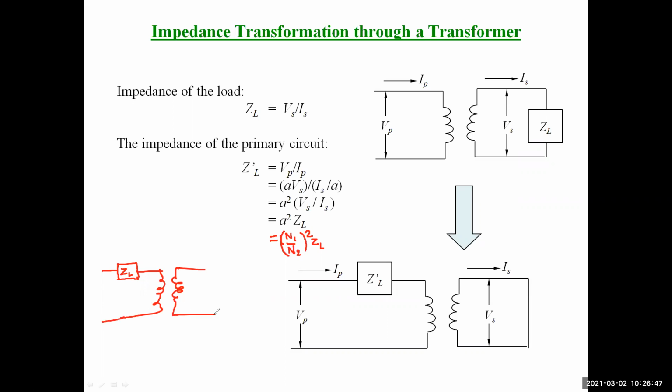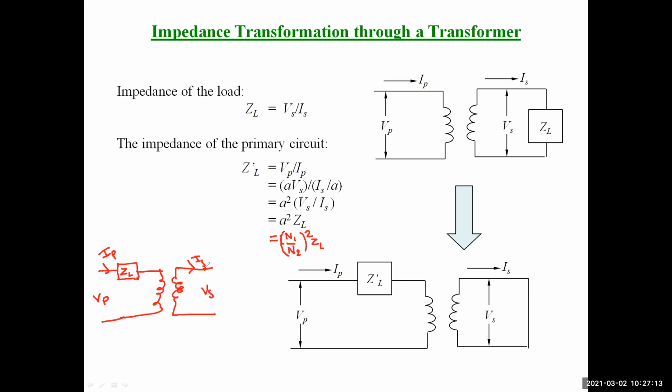So this is called primary and secondary. So what is the impedance on the secondary side when you are converting? Same as VP, the primary voltage. This is called IP, the primary current. This is called the secondary current, IS. This is called the secondary voltage, VS.